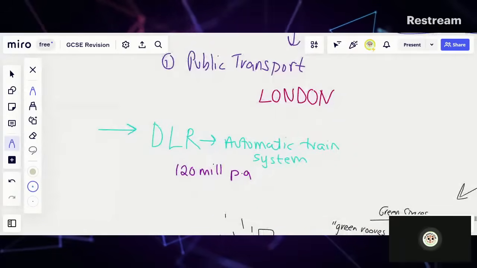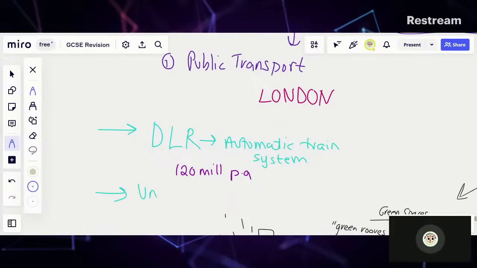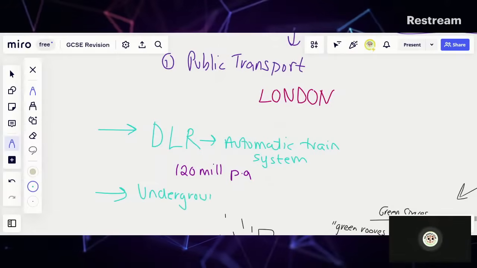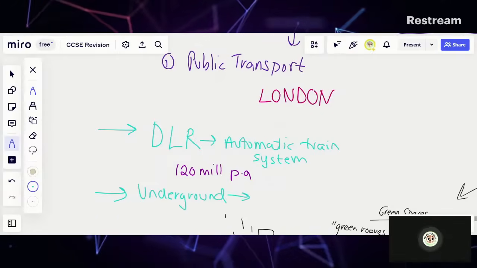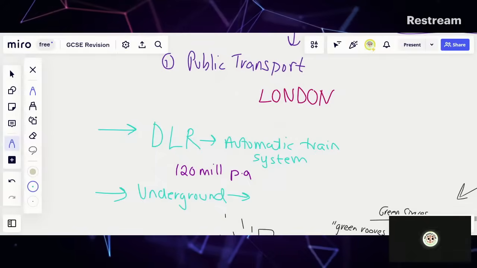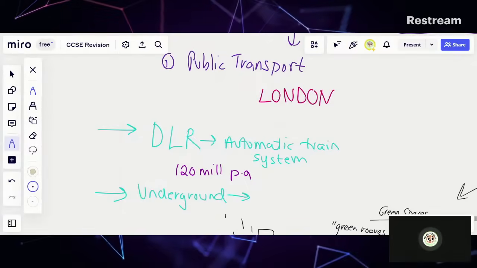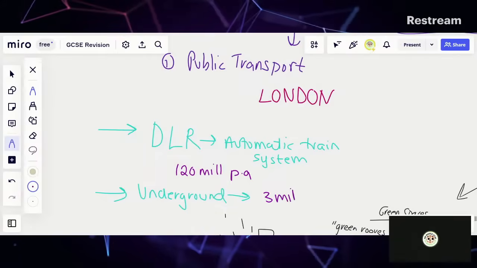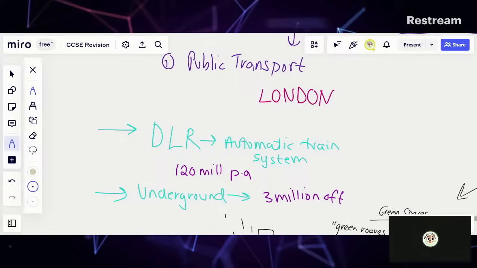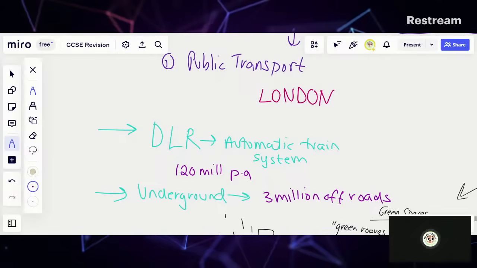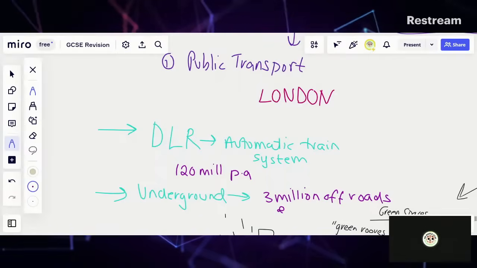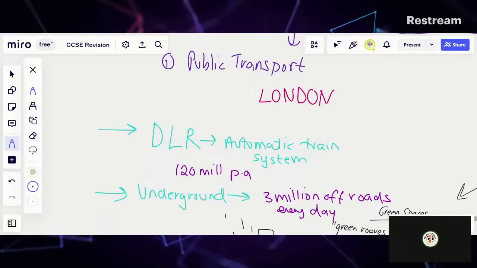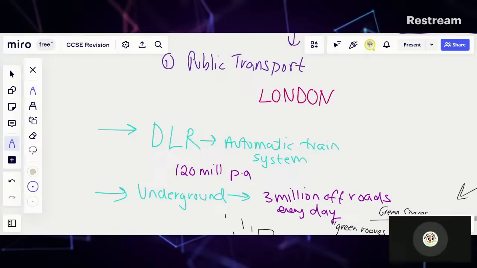Now, another example of a scheme used in London is the underground system. So, the London Underground. Now, the London Underground is a network of the ways to take people off the roads, and it actually takes 3 million people off the roads every day. Which has a massive impact. Imagine 3 million people off the roads each and every single day.